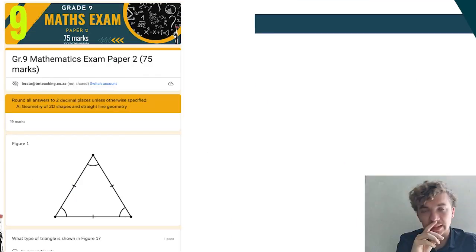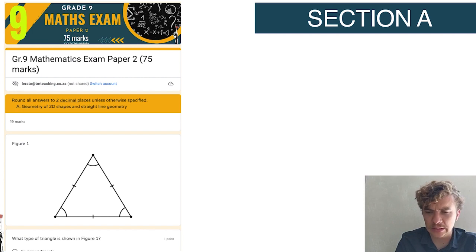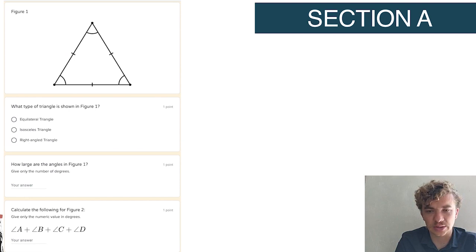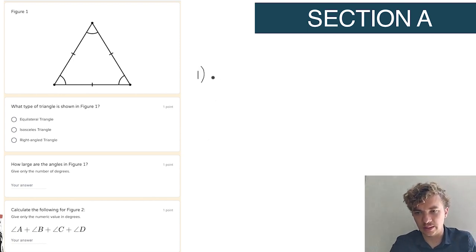Enjoy! Okay, let's start with section A and first question 1. Section A is on geometry of 2D shapes and straight line geometry. It's 19 marks. We start with the figure over there, and the first question is: what type of triangle is shown in figure 1? Because we can see that all three sides are equal, we can immediately say that it's an equilateral triangle. So I'll just write in there that it's definitely an equilateral triangle.